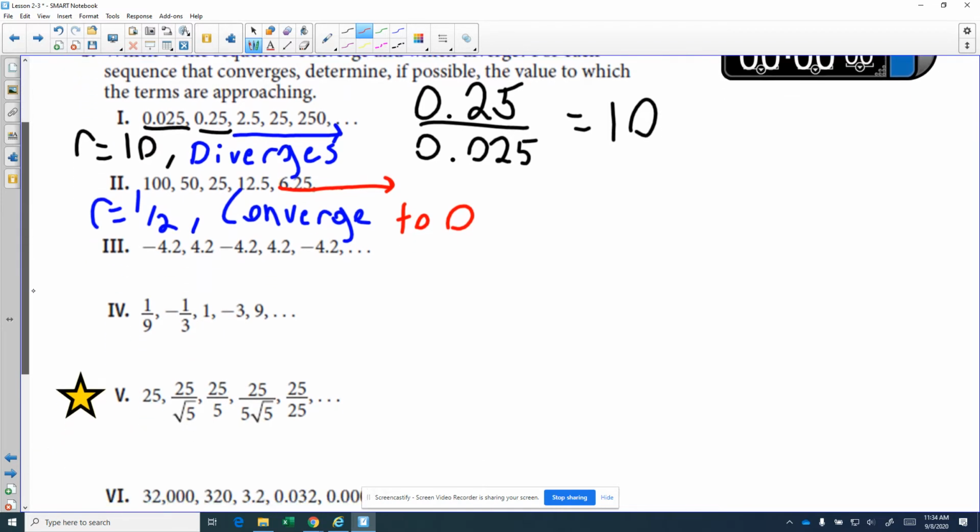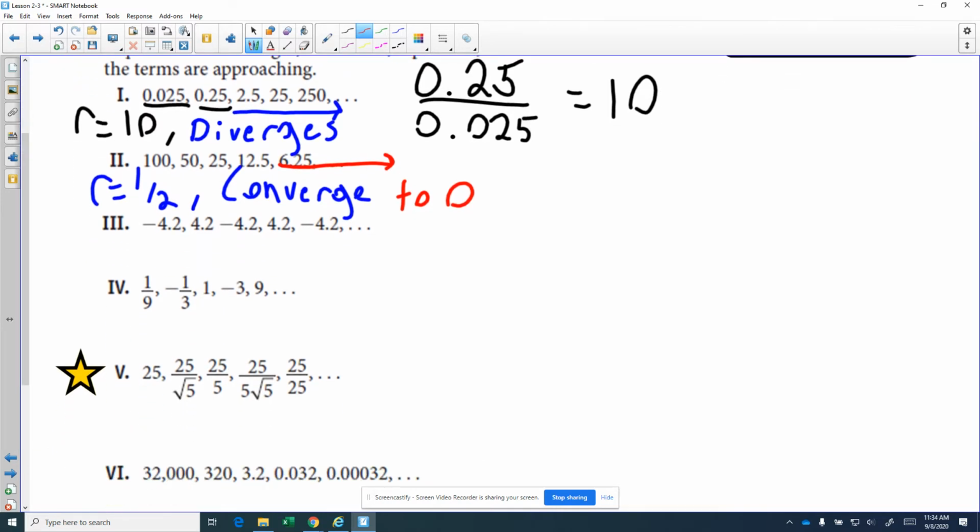And so I can pretty much do that down the line here. Now, number 3 is kind of a tricky one because if you really look at this, your ratio is just -1. You're multiplying by -1 each time. Now, a lot of people might look at this and say, well, it converges, right? Unfortunately, this one doesn't. This one actually diverges.